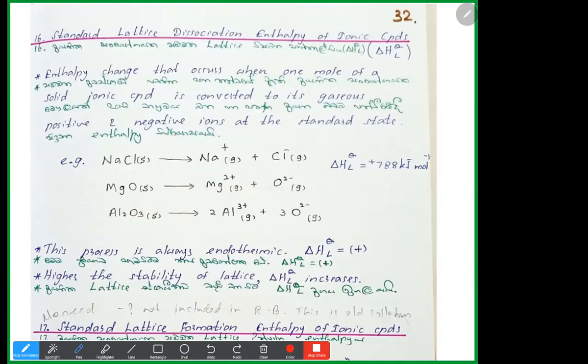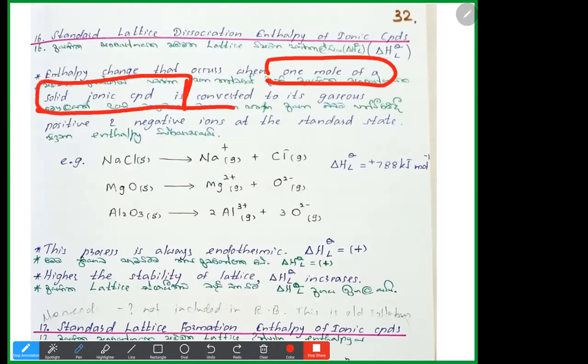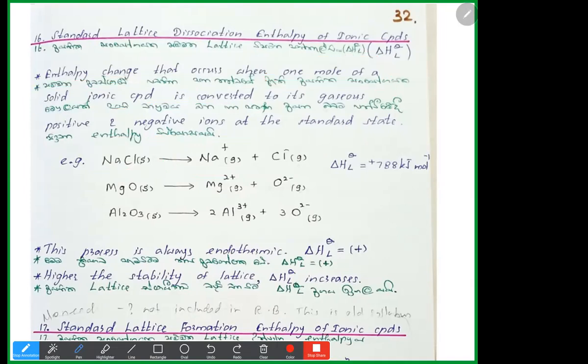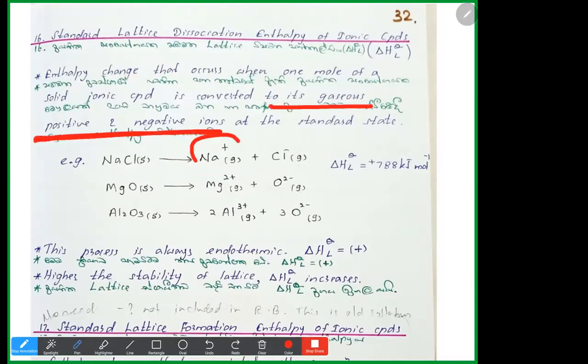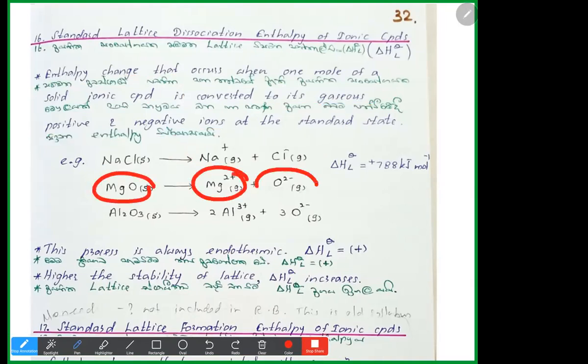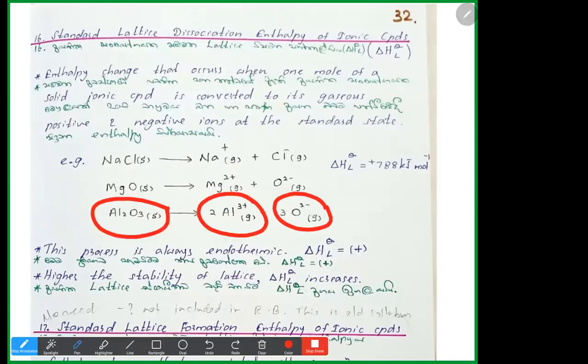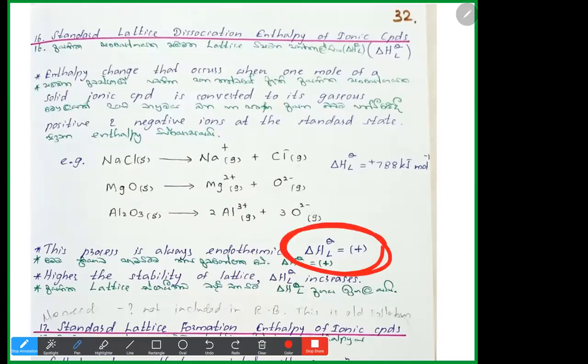So 1 mole of a solid ionic compound is converting. Let's say 1 mole of sodium chloride, converting to its gaseous positive and negative ions. See the negative and positive ions. So magnesium oxide dissociates to magnesium 2 plus and oxygen 2 minus in gaseous state. Aluminium oxide, aluminium 3 plus, oxygen 2 minus, gaseous. This is always positive, because these are stable. Lattice energy is very stable, that you guys know.